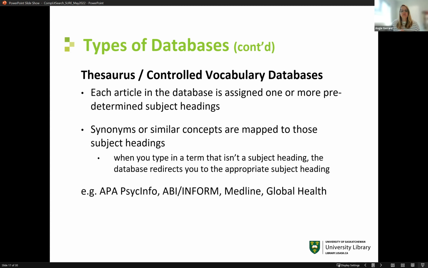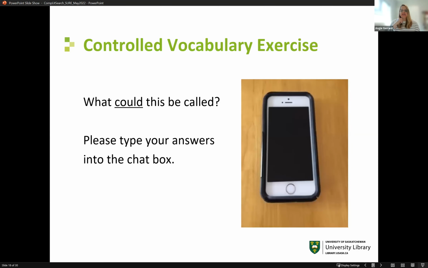I just want you to be aware that often when you're using a controlled vocabulary database, you're searching by subject headings. Again, that's why it's called a controlled vocabulary, because there are predetermined subject headings that you're searching for. That sometimes takes people aback, because they think, I don't know what this is. An example here is when you're looking at this device. If folks were to look at this and say, what would I call this?